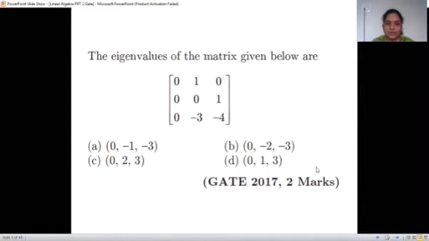Call this matrix as A and write determinant of A minus lambda I is equal to 0. Okay, and solve that equation. We'll get different values of lambda. And what we get, please share with me.